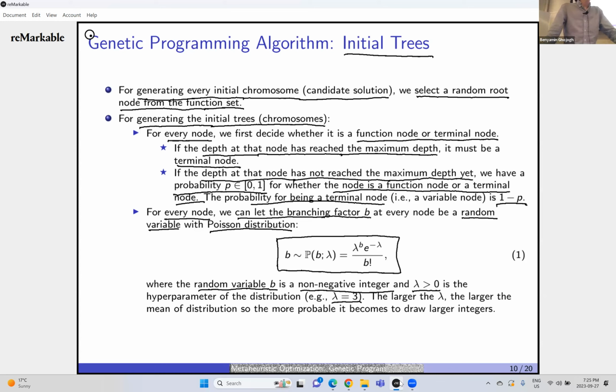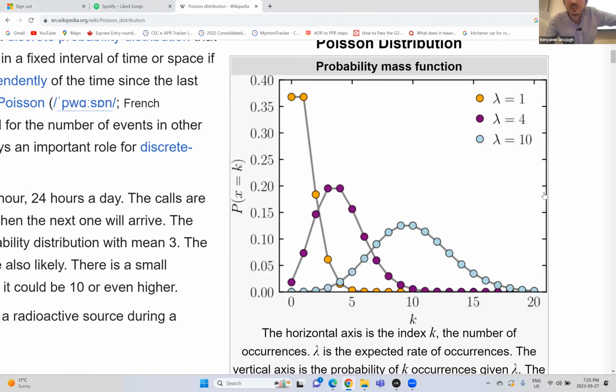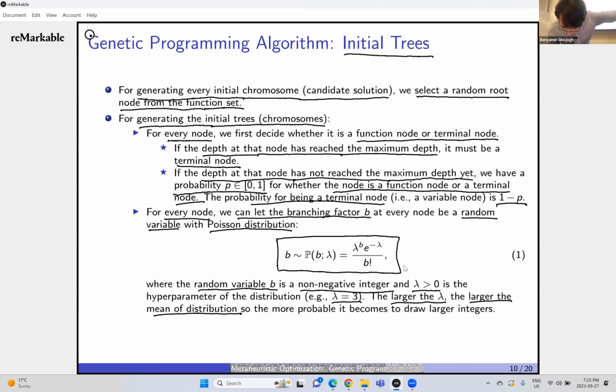Now let's analyze lambda. The larger the lambda, the larger the mean of the distribution. Let's go back to our figure. See, when I increase lambda, the mean of the distribution is increased, right? It's shifted toward the right. What do I mean by this? By increasing lambda, it is more probable to get larger values for the branching factor, so it becomes more probable to draw larger integers.